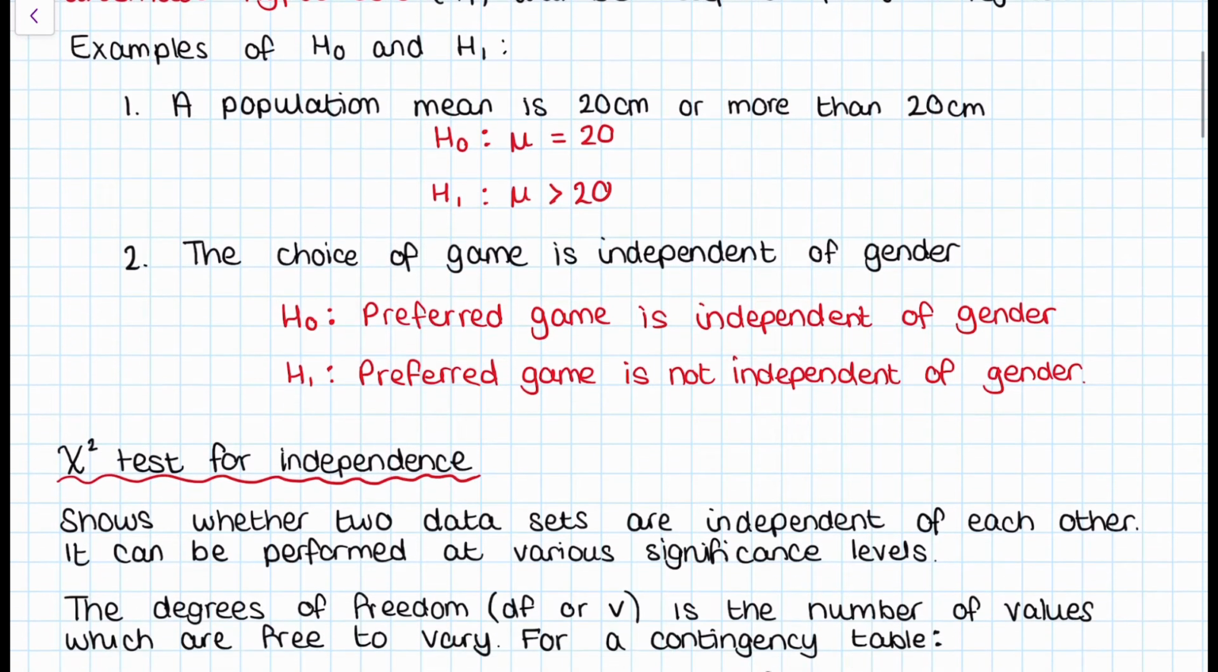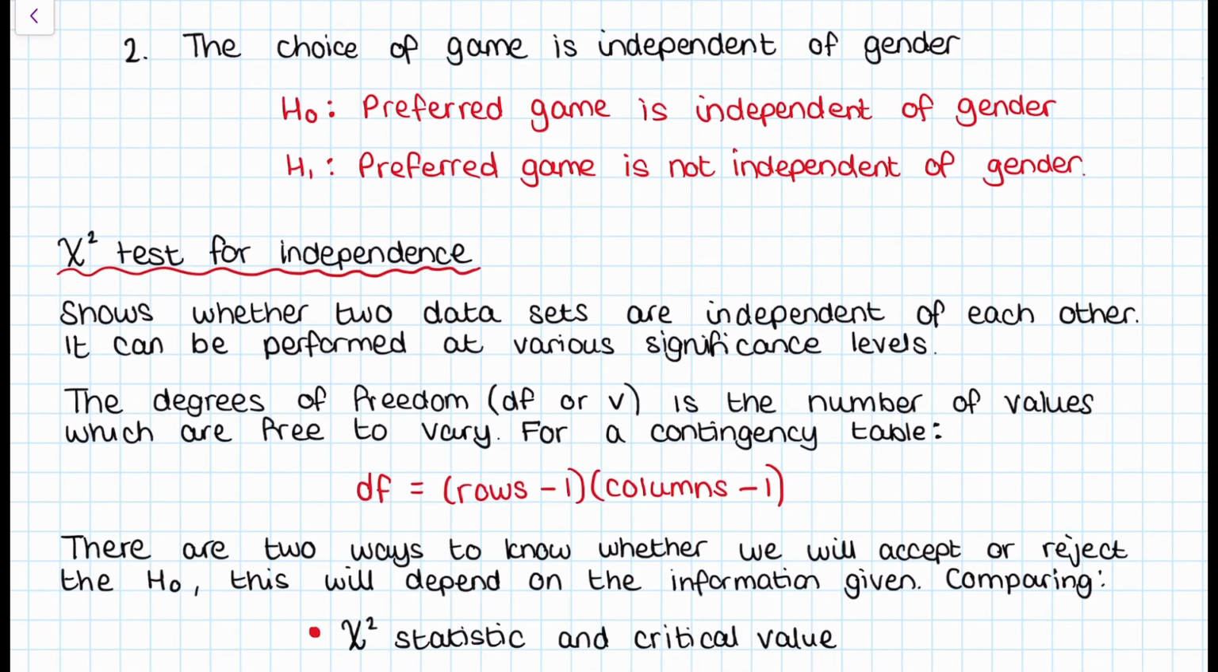So in the chi-squared test for independence, it shows whether two data sets are independent of each other. It can be performed at various significance levels. The degrees of freedom, often df or v, is the number of values which are free to vary for a contingency table. The degrees of freedom equals the rows minus 1 multiplied by the number of columns minus 1.